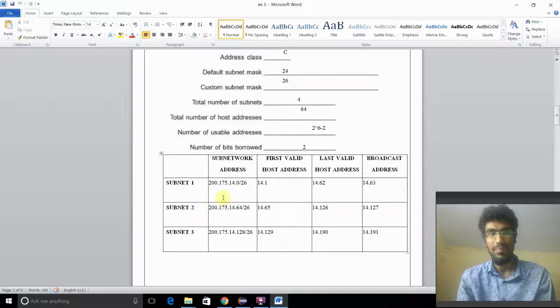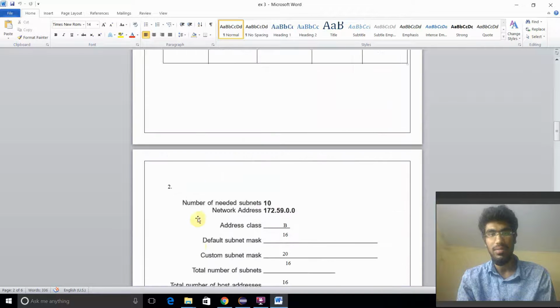Likewise, for subnet 2, the subnetwork address is 200.175.14.64, the first valid host address is 200.175.14.65, the last valid host address is 200.175.14.126, and the broadcast address is 14.127. Likewise for subnet 3 also.